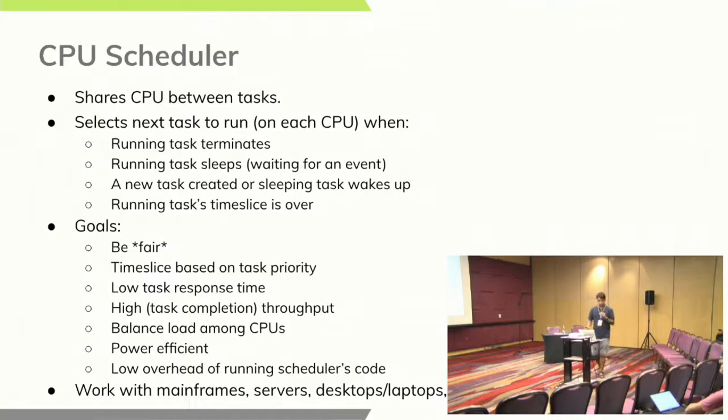The other metric is the throughput. Throughput is how many tasks are completed every unit of time. So that should be high as well. We should complete as many tasks as possible as soon as we can.